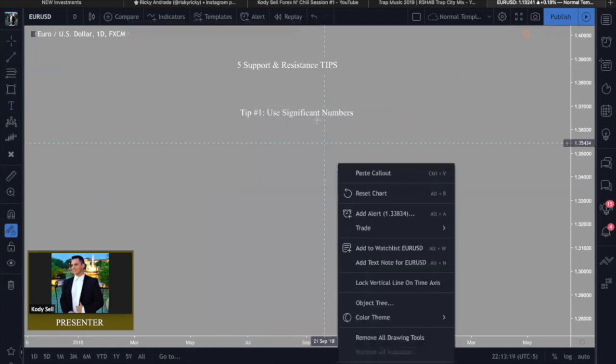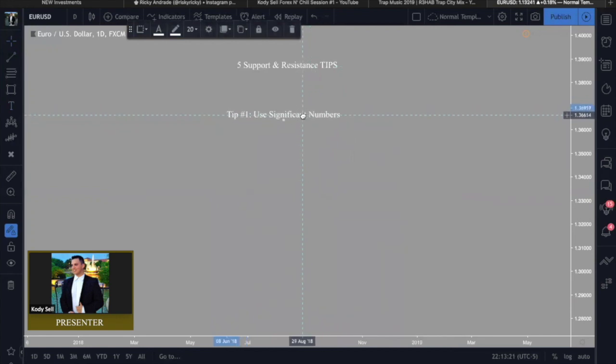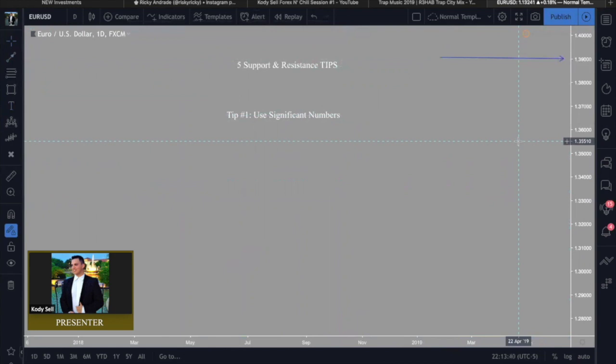So what do I mean by use significant numbers? Well, if you look over here to the right-hand side of the screen, you're going to notice that there are numbers for your scale. These numbers are the significant rounded up whole numbers for this given pair. Now, when you think conceptually about what support and resistance is, it's ultimately a form of supply and demand where you have inherent barriers in the market created by order flow.